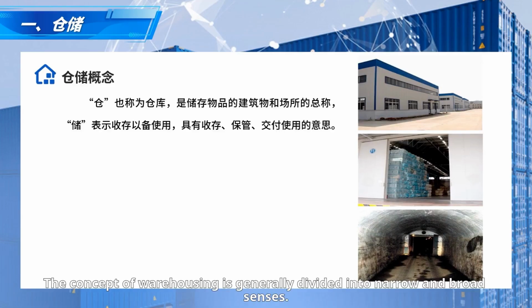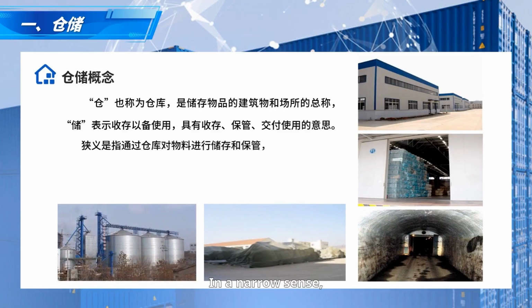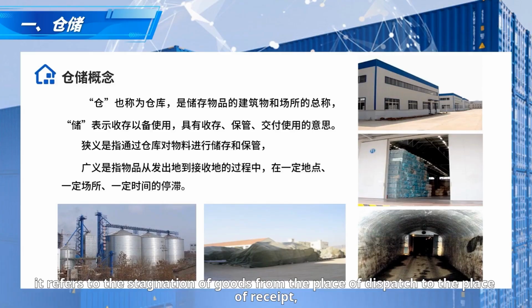The concept of warehousing is generally divided into narrow and broad senses. In a narrow sense, it refers to the storage and safekeeping of materials through warehouses. In a broad sense, it refers to the stagnation of goods from the place of dispatch to the place of receipt, at a certain location, in a certain place, and for a certain period of time. This stage involves inspection, storage, maintenance, distribution, processing, collection, and transshipment of goods.